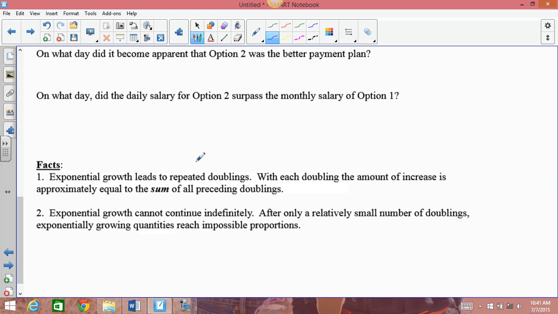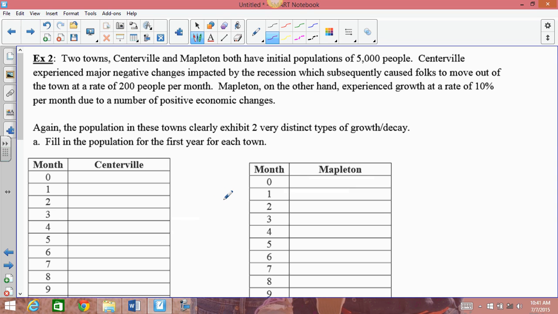Okay. I'm going to flip it over to your next page, and I'm going to run through the majority of this particular problem just because I want you to see a couple of things, and then let you finish it up with the solution key. There are two towns, Centerville and Mapleton. They both have initial populations of 5,000 people. Centerville experienced major negative changes impacted by the recession, which caused folks to move out of the town at a rate of 200 people per month. Mapleton, on the other hand, experienced growth at a rate of 10% per month due to a number of positive economic changes. So again, the population represents two different types of growth and decay.